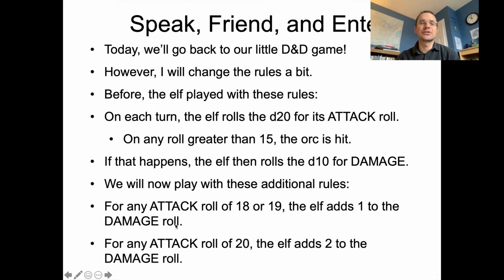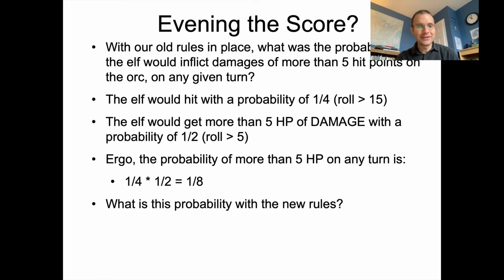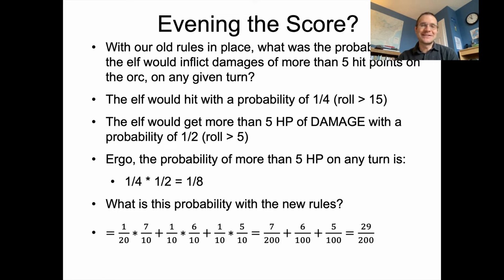You add 1 to the damage roll. For an attack roll of 20, you add 2 to the damage roll. Okay, so the way to figure this out is to use the product and sum rules. But we have more contingencies to worry about.